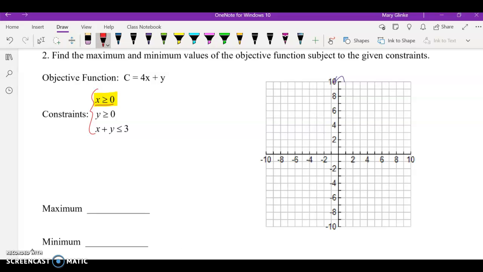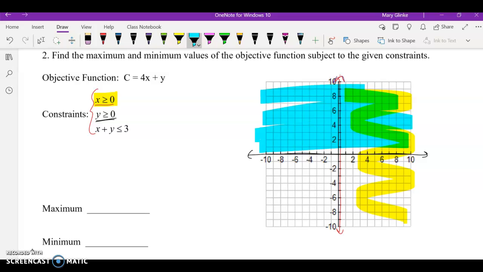This first one here is x is greater than or equal to 0. So we have our x equals 0, and everything to the right is shaded. We have y is greater than or equal to 0, so we have y all the way across, and everything above that is shaded. And then our last one would be x plus y is less than or equal to 3. So my y-intercept is 3, and my slope is -1. So we would have this line here, and as best as I can, there we go. Oh boy, I got off, but you get the idea. I'm going to go ahead and erase the shading.